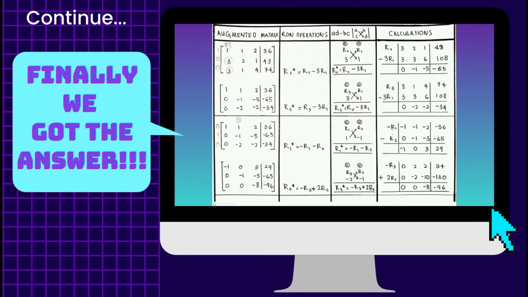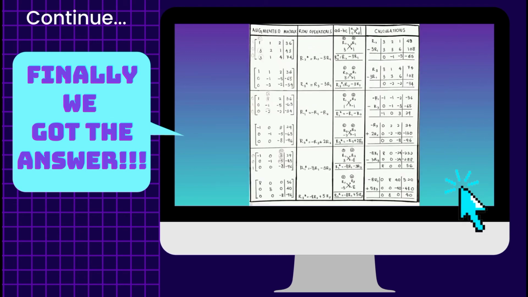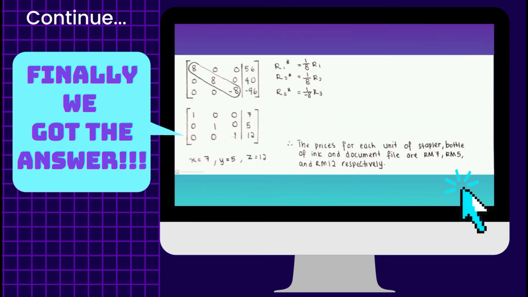The same steps go to row 3. Then we copy the elements that we get from calculations for row 2 and row 3. So we already got the zeros for the first column. The same steps go to the next columns until the non-diagonal entries are all zeros. After the non-diagonal entries are all zeros, we need to change the diagonal entries to 1.